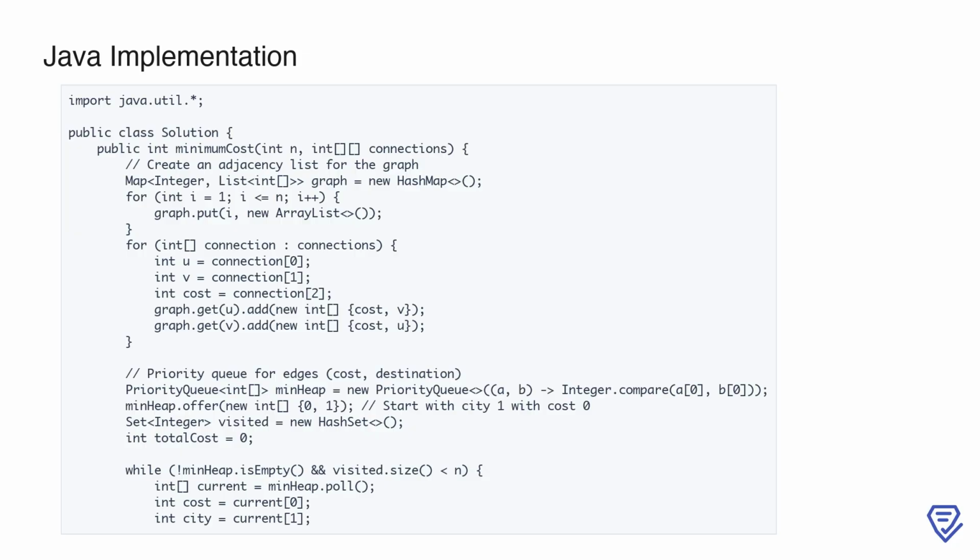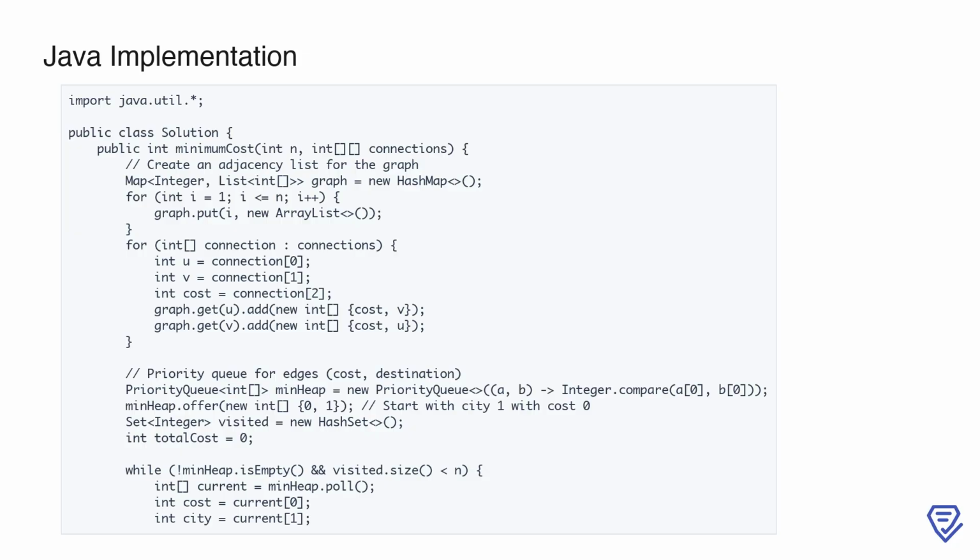This is done by iterating through each connection and adding both directions since the graph is undirected. Next, we initialize a priority queue to store edges based on their costs, starting with city 1 and a cost of 0. A set called visited keeps track of cities that are already part of the minimum spanning tree, and we initialize total cost to 0, which will accumulate the cost of connecting the cities.